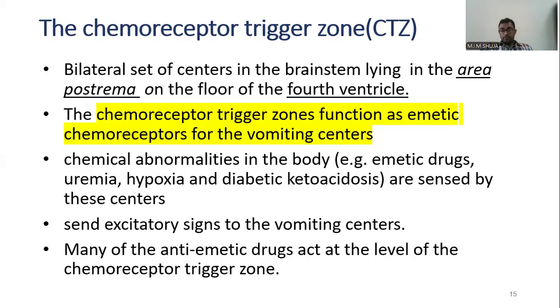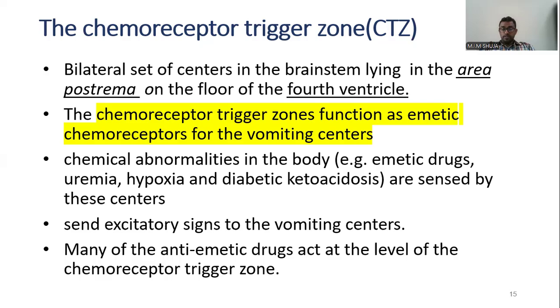Unlike many other parts of the brain, the area postrema is relatively exposed to circulating chemicals. Therefore, it can easily detect toxins, drugs, and metabolic changes. For example, emetic drugs can stimulate the chemoreceptor trigger zone. Metabolic problems such as uremia, hypoxia, and diabetic ketoacidosis can also stimulate this area.